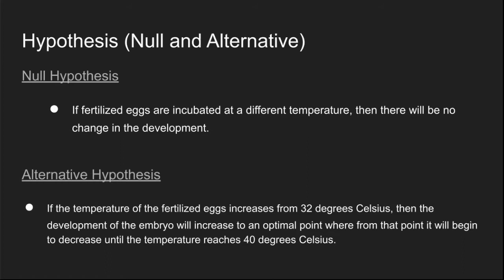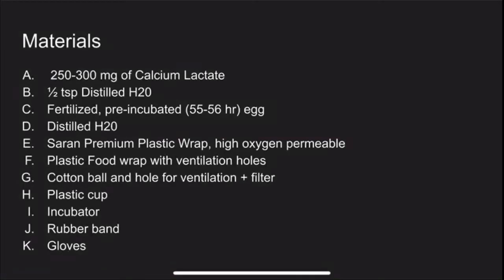Null hypothesis. If the fertilized eggs are incubated at different temperatures, then there will be no change in the development. Alternative hypothesis. If the temperature of the fertilized eggs increases from 32 degrees Celsius, then the development of the embryo will increase to an optimal point, where from that point it will begin to decrease until the temperature reaches 40 degrees Celsius.